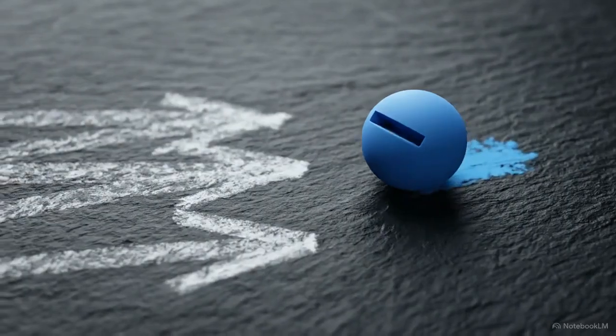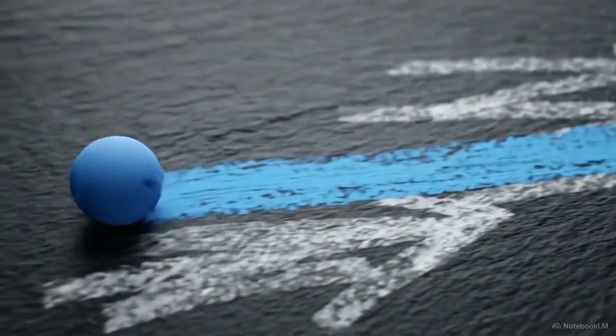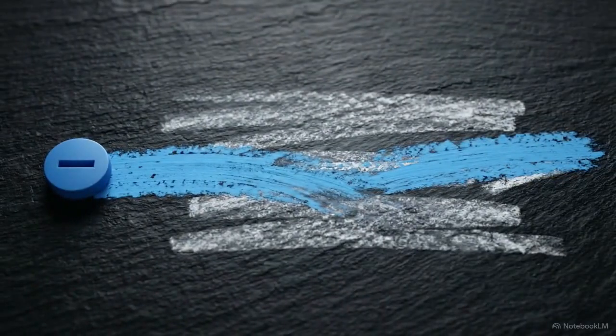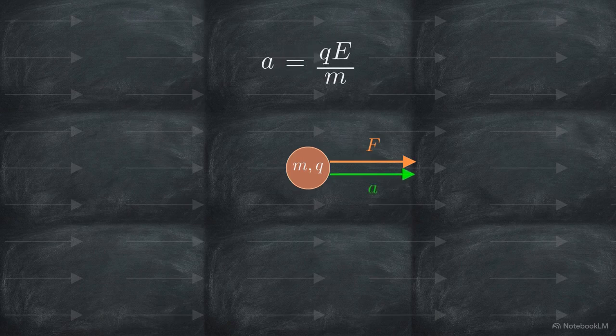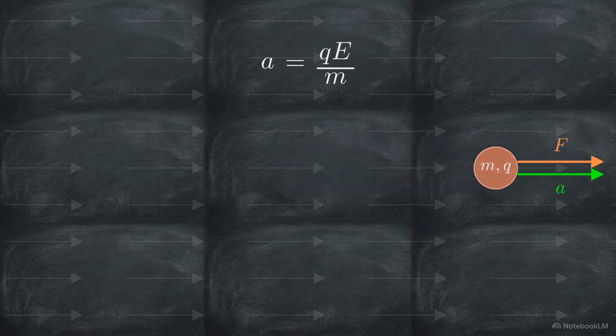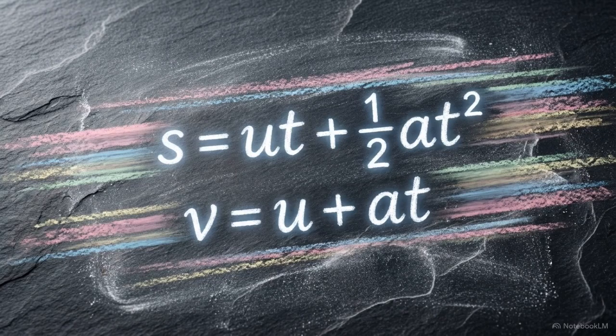If you drop an electron into a uniform electric field, the field will exert a force on it. Because the electron is negative, it will instantly accelerate directly in the opposite direction of the field lines. We can bridge our electrostatics directly into classical mechanics. By setting the electrostatic force equation, F equals QE, equal to Newton's second law, F equals ma, we can solve for acceleration. It is simply the particle's charge times the field strength divided by its mass. With acceleration clearly defined, we can apply the standard kinematic equations of time, distance, and velocity directly to subatomic particles.